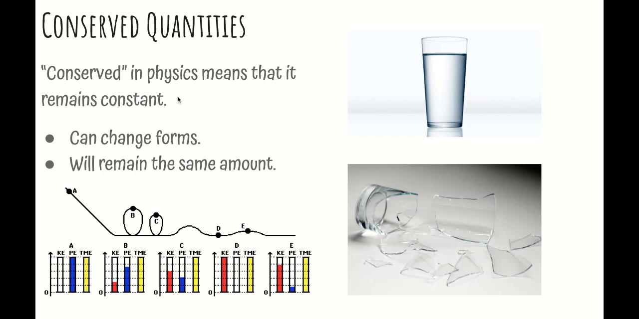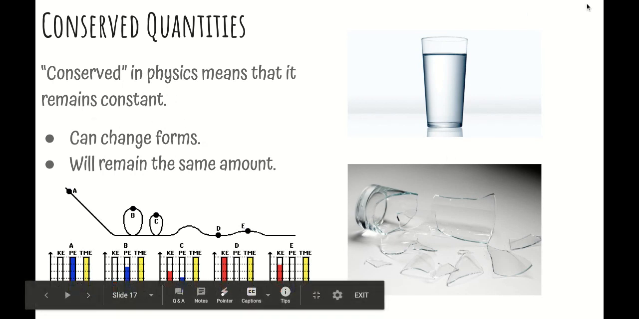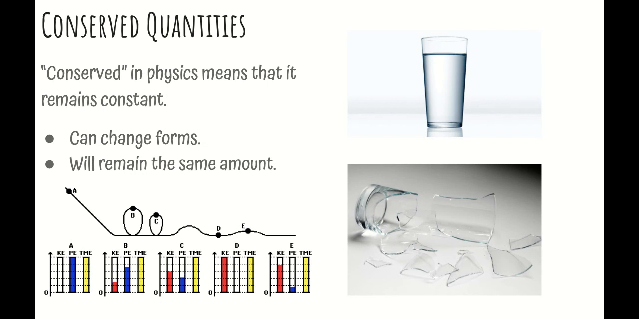So for your conserved quantities, that just means that it is staying consistent, okay? So if you have conserved quantities of energy in different states, it means that you are balancing that out. So your total energy should always be a sum of your potential and kinetic energy. So it can change forms, but you'll always have the same amount. So it's no different than the law of conservation of mass. The law of conservation of energy is also something that is true.